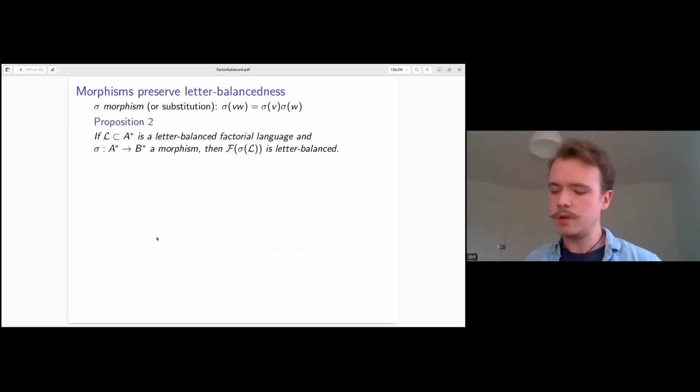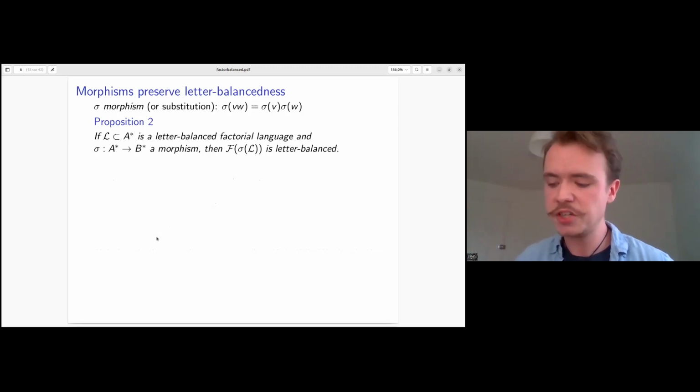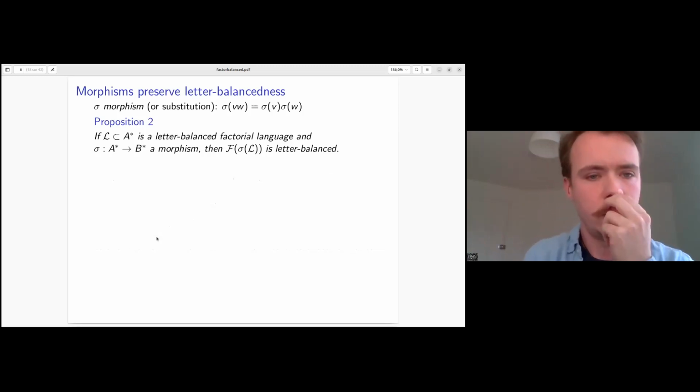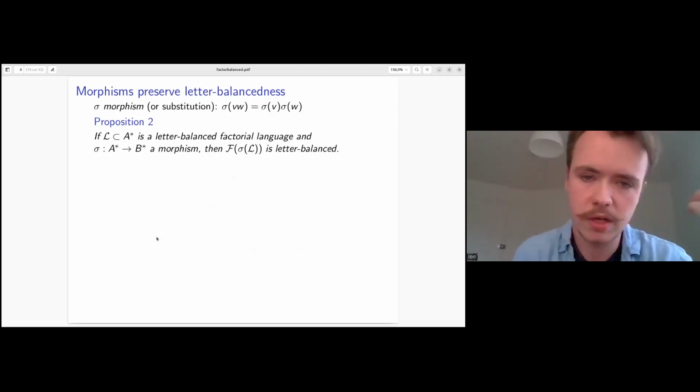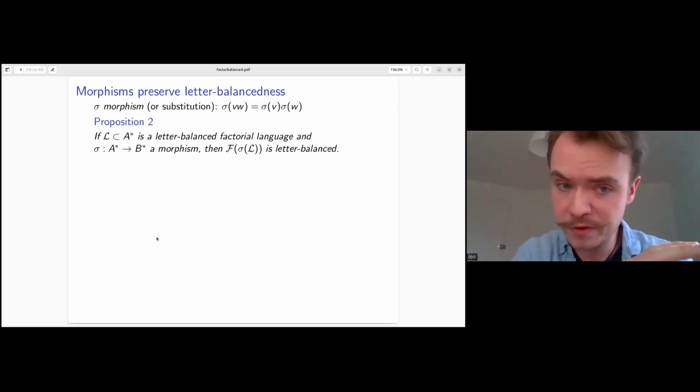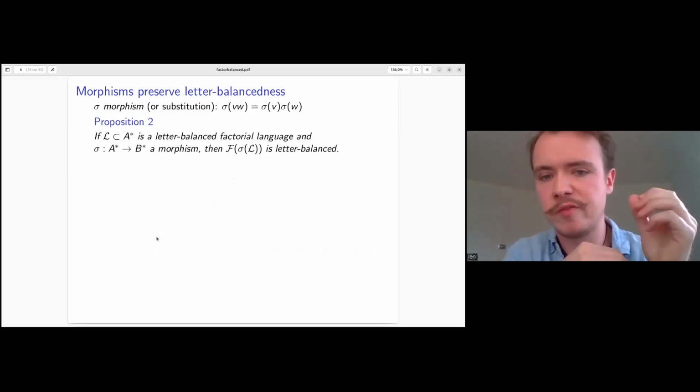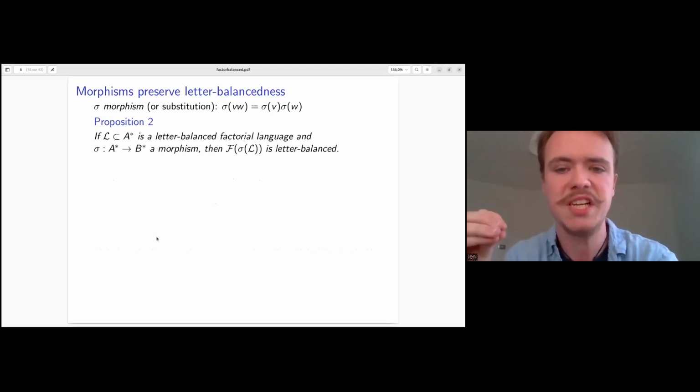So the first property of preservation of balancedness would be: if you have a language L that is letter balanced and is a factorial language, and a morphism sigma, then the factors of sigma of L is also a language that is letter balanced.